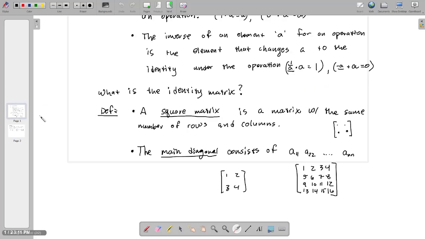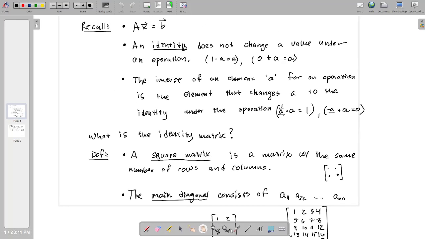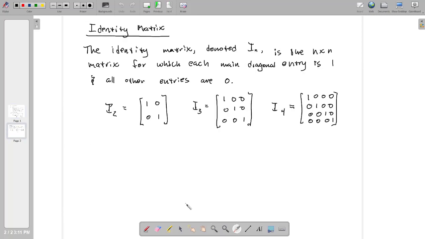Now remember what an identity is. It doesn't change an element under a specific operation. So we have an identity does not change the value under an operation. When we talk about the identity matrix here, we're talking about matrix multiplication. So these matrices are the matrix multiplicative identities.